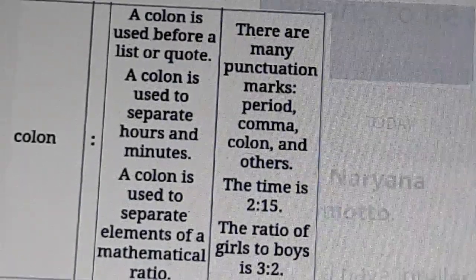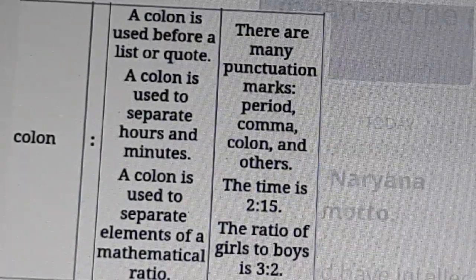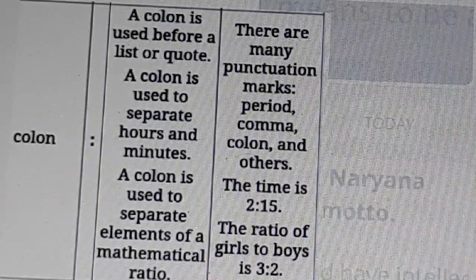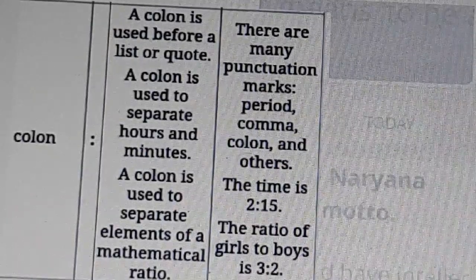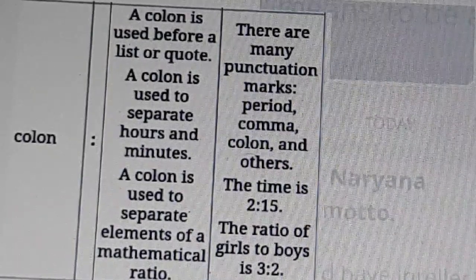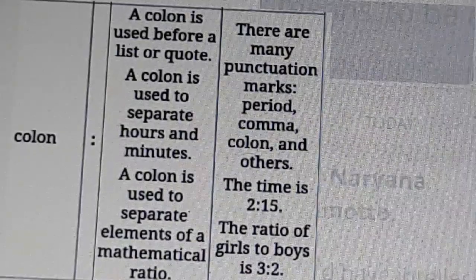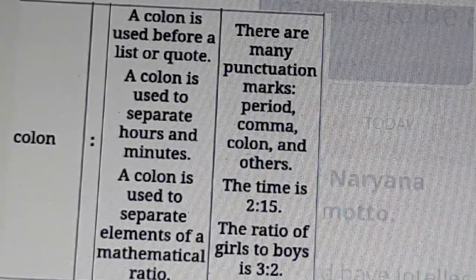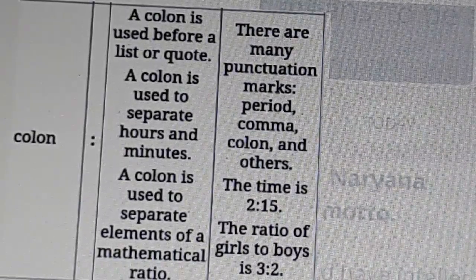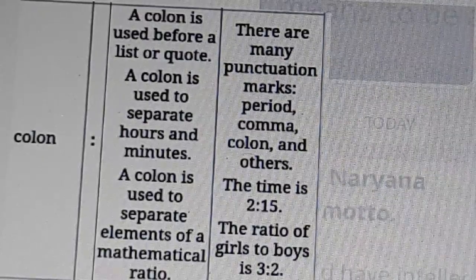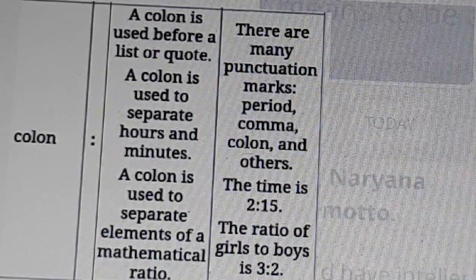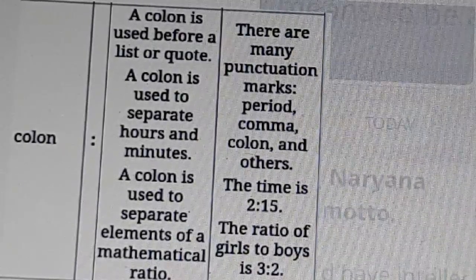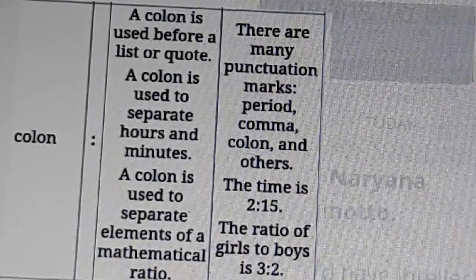A colon is used to separate hours and minutes. Here the time is 2:15. Here after 2 we put a colon to separate hours and minutes. Next, a colon is used to separate elements of a mathematical ratio. The ratio of girls to boys is 3:2. Here we put a colon between 3 and 2.